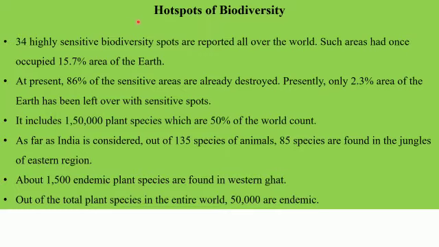Today we are going to begin with the topic hotspots of biodiversity. We have already talked about biodiversity and the various types of biodiversity. The three types we had discussed: genetic, species, and ecosystem diversity. Biodiversity, also called biological diversity, is a term that describes the variety of living beings on Earth. It is described as a degree of variation of life.